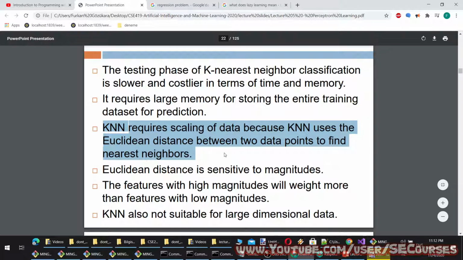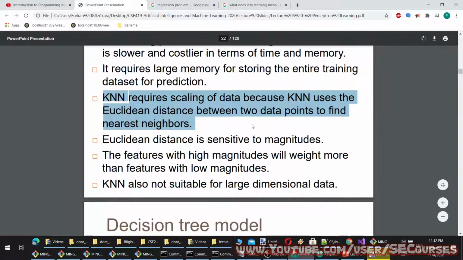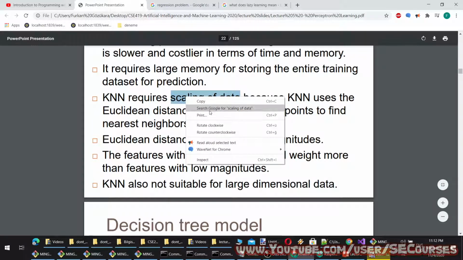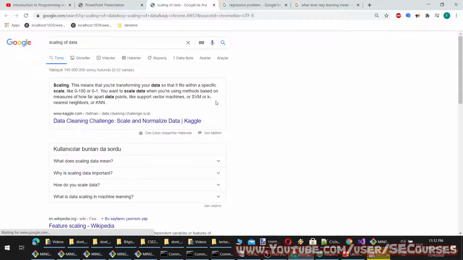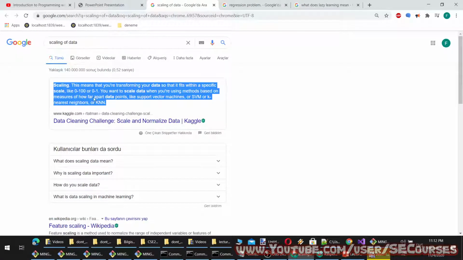KNN requires scaling of data because KNN uses the Euclidean distance between two data points to find nearest neighbors. So your data has to be scalable. So if you are wondering about scaling of data, we have seen that in the previous lecture as well.